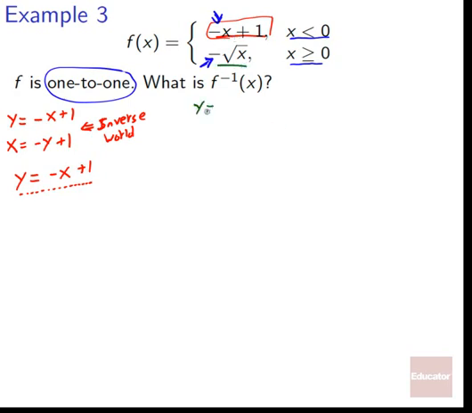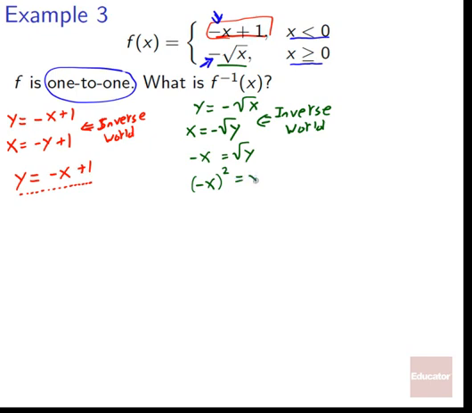So y equals negative root x. We go into inverse mode, we reverse their locations, and we are now at x equals negative root y. So how do we solve for y? Well, we move this negative over, negative x equals root y. Square both sides, we get negative x quantity squared equals y. And then the negatives will cancel out, so we get just x squared equals y. And so this is the inverse rule for this part.